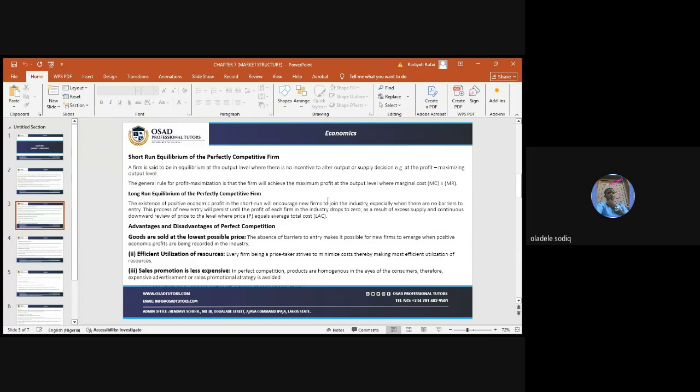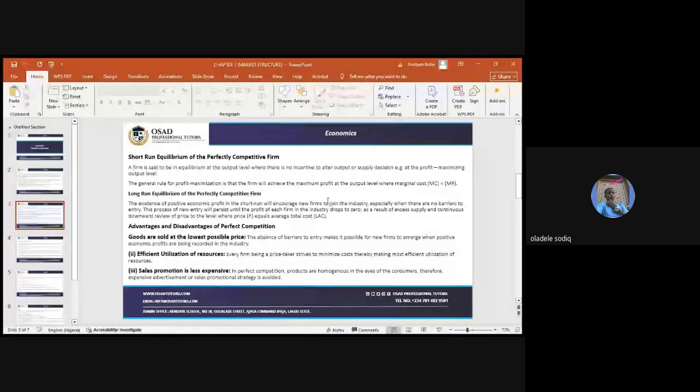So what are the advantages and what are the disadvantages of perfect competition? Number one, goods are sold at the lowest possible price. The absence of barriers to entry makes it possible for new firms to emerge when positive economic profits are being recorded. So when there is profit in the industry, it means there are many people that are selling that particular identical product, and there is profit, which means the goods are in surplus.